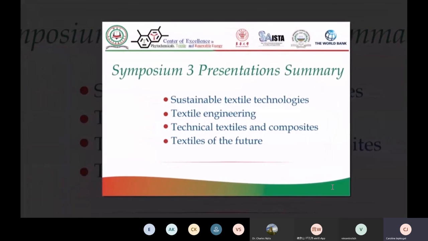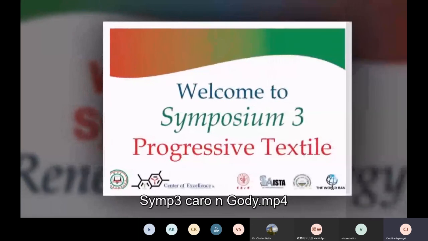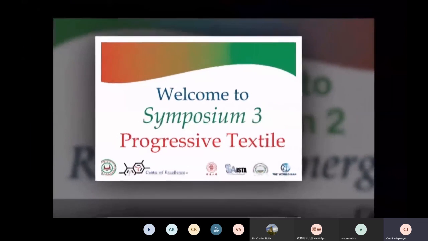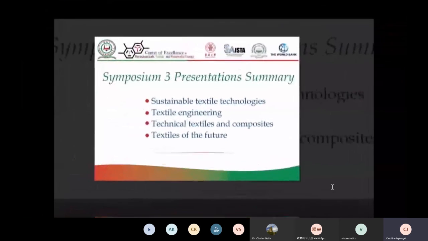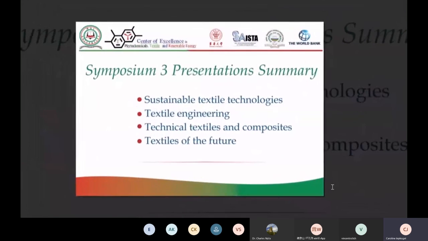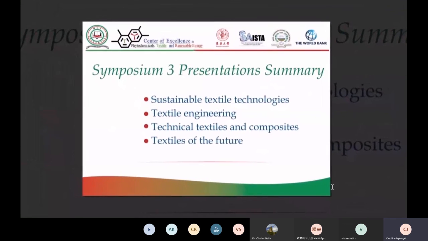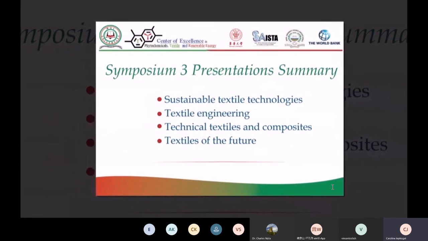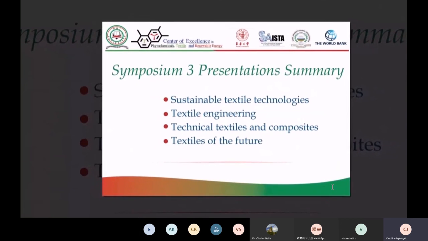Welcome to Symposium 3. The theme of this session is progressive textile. The presentations will include sustainable textile technologies, textile engineering, technical textiles and composites, textiles of the future.